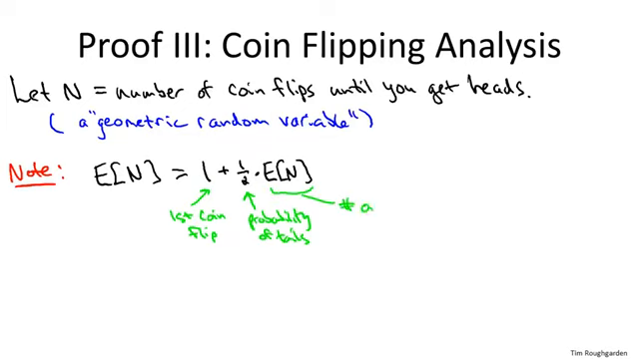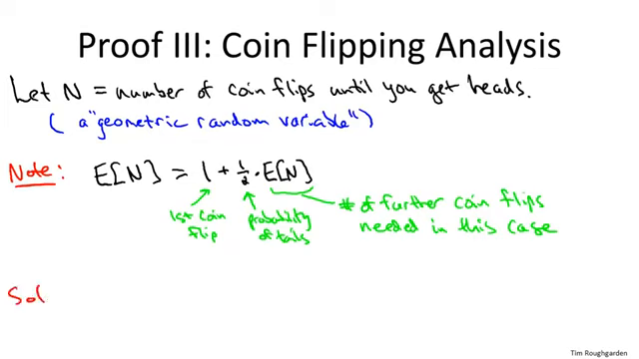So now we have a trivial equation in terms of the unknown, the expected value of N, and the unique solution, the unique value that the expected value of capital N could have in light of this equation, is 2. So on average, if you flip a fair coin and stop when you get heads, you're going to see 2 coin flips on average.